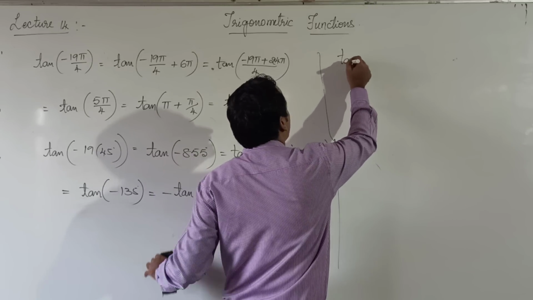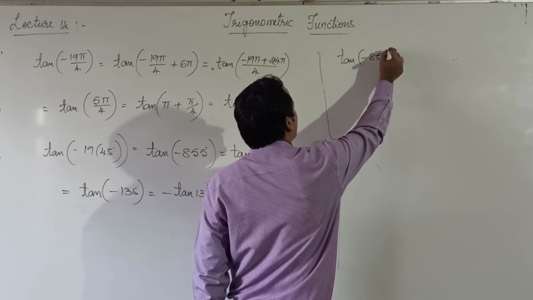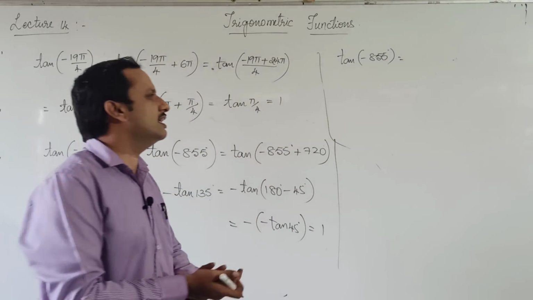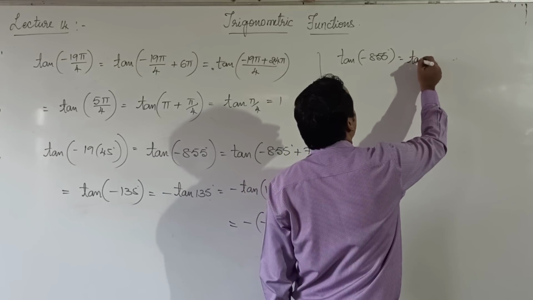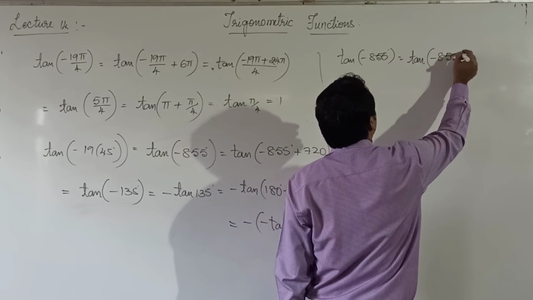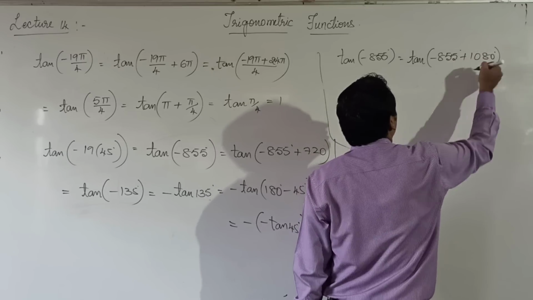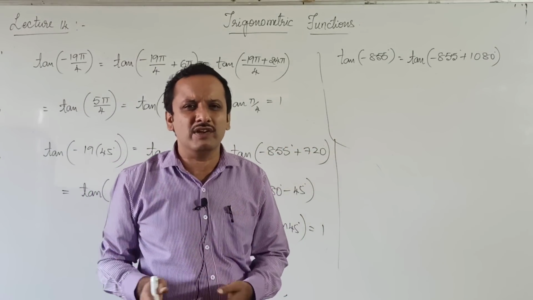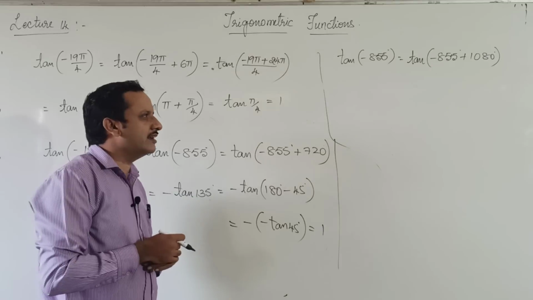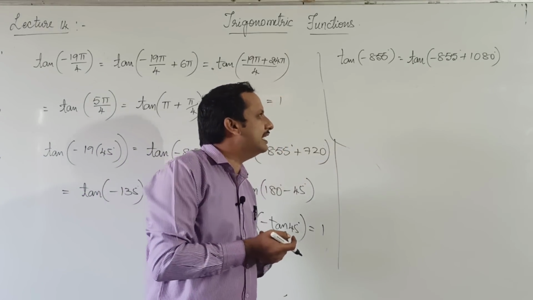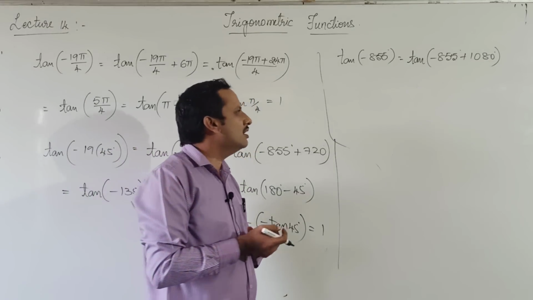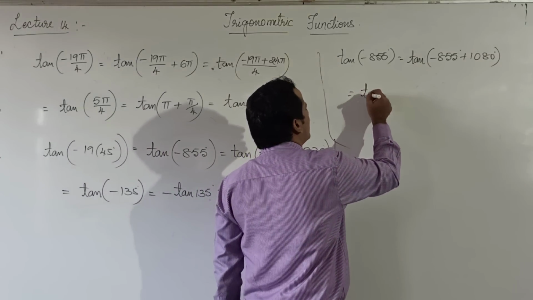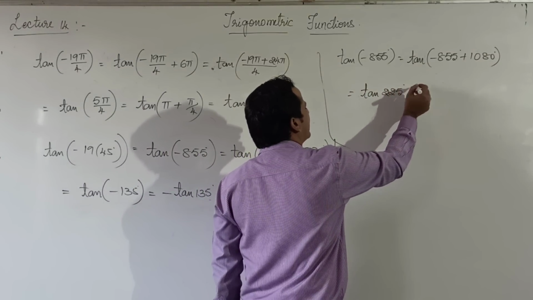So here, tan of minus 855 degree you have, right? So here I have added 720 degree. Instead of 720, I can add 1080 degree also. So that is tan of minus 855 degree plus 1080 degree. From where did I get 1080? 1080 degree is nothing but 360 degree into 3. 36 into 3 is 108, right? So 360 into 3 is 1080 degree. Minus 855 plus 1080 degree. So that will give you how much? 225 degree. This is equal to tan 225 degree.